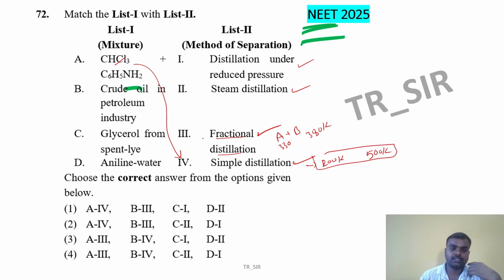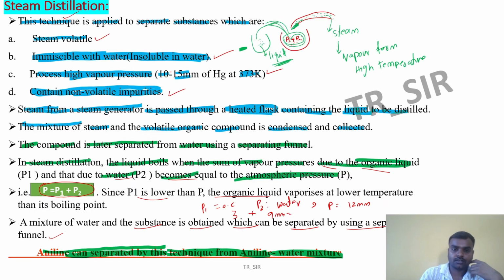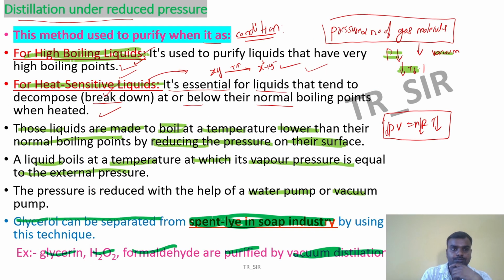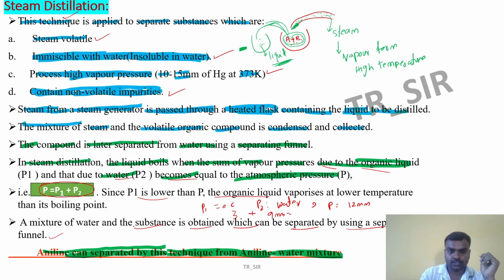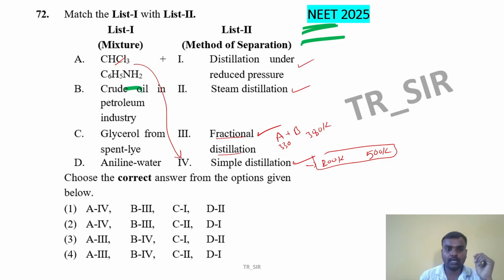So for fractional distillation, let us take an example directly. Fractional distillation is used to separate crude oil in the petroleum industry. Guys, the examples are also very important: acetone, methyl alcohol, benzene, toluene. In this question, the given one is crude oil in the petroleum industry. That means P goes to fractional distillation.